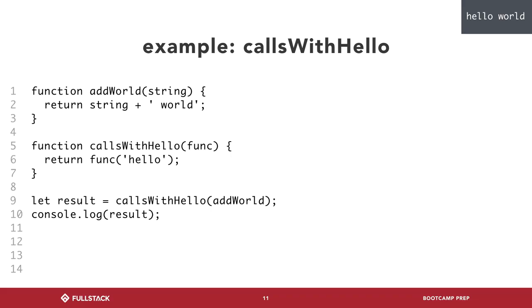It takes something called func. And in this case, we're passing in add world as func. So on line 6, func is going to be add world, and hello is going to be string, right? So on line 6, we're invoking func hello. When we invoke func hello, it says, okay, I'm going to make a string called hello world, and I'm going to return it, right? In JavaScript, what do we return?